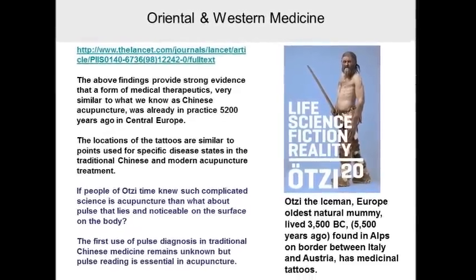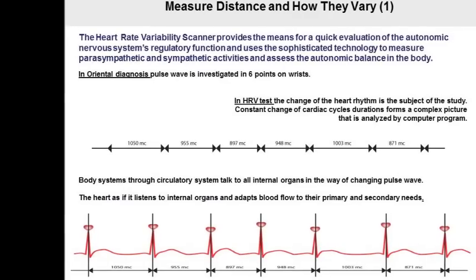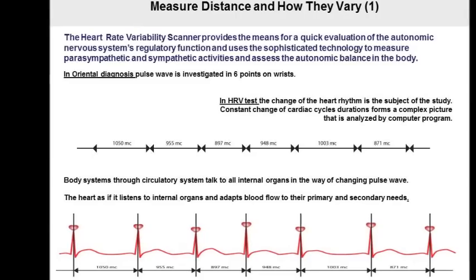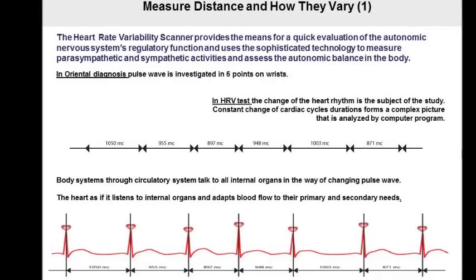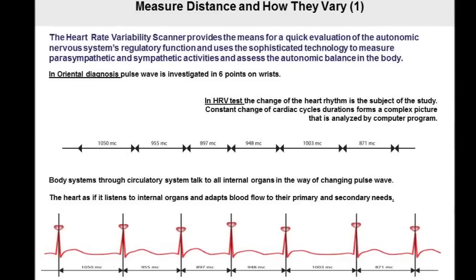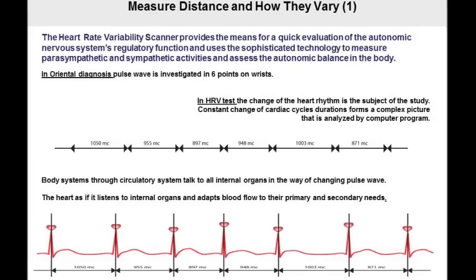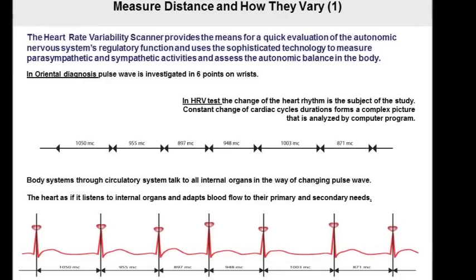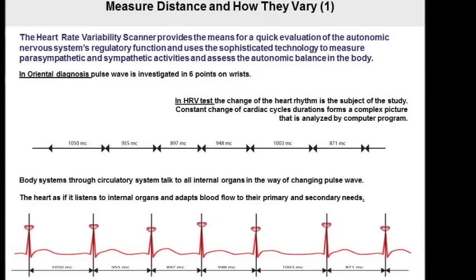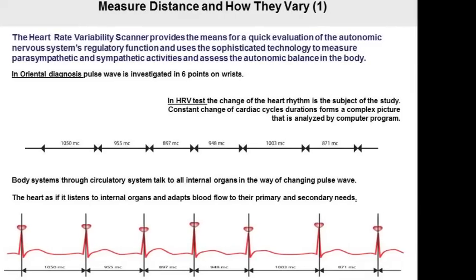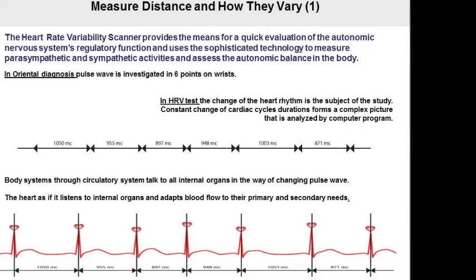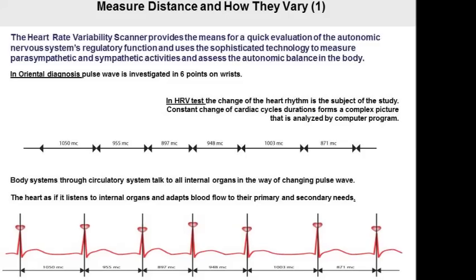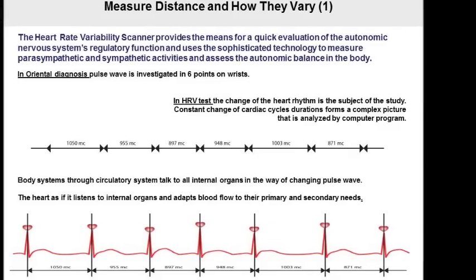Let's go to heart rate variability. I use a device which is called Wellness Pulse. Actually, in the world there exist a lot of different heart rate variability devices. A heart rate variability scanner provides the means for a quick evaluation of the autonomic nervous system's regulatory function, and uses sophisticated technology to measure parasympathetic and sympathetic activities and assess the autonomic balance in the body.